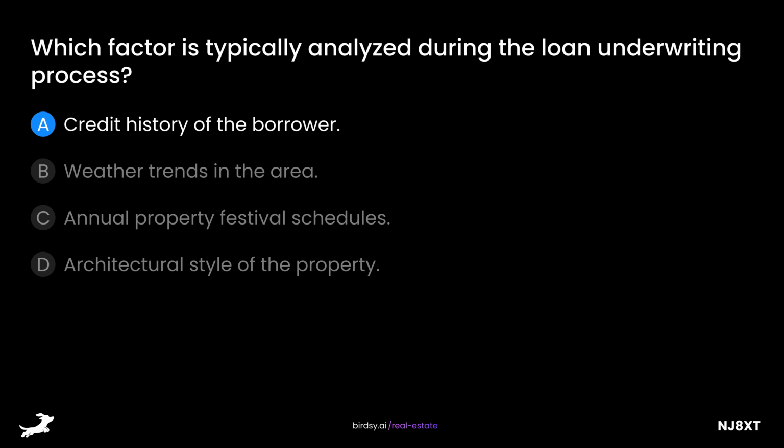Is it A, credit history of the borrower? B, weather trends in the area? C, annual property festival schedules? Or D, architectural style of the property? The answer is A, credit history of the borrower.